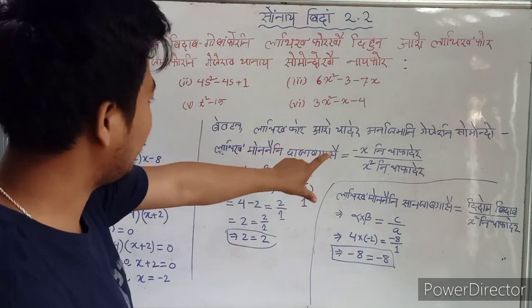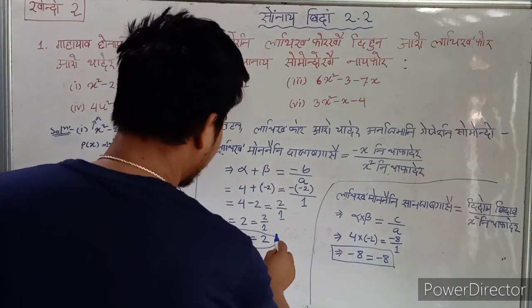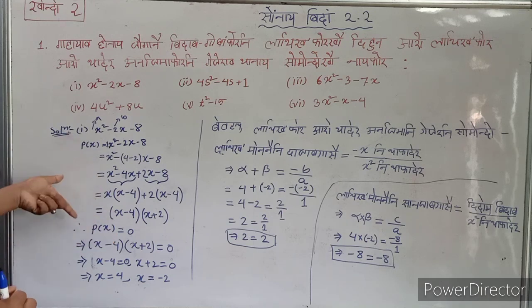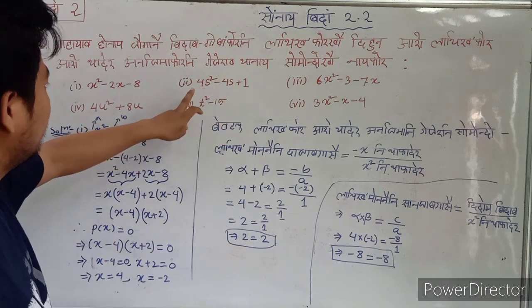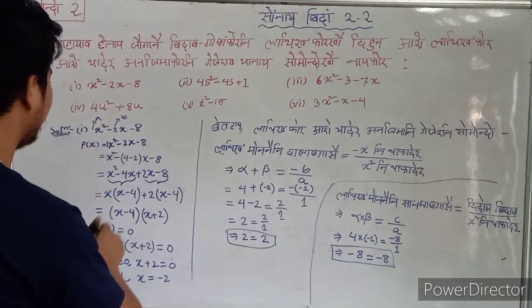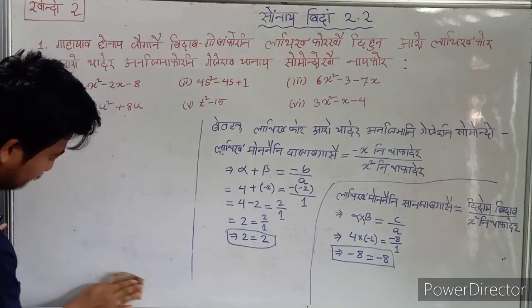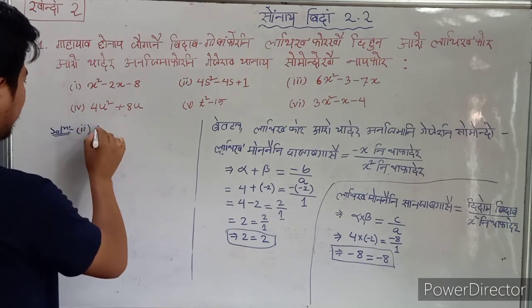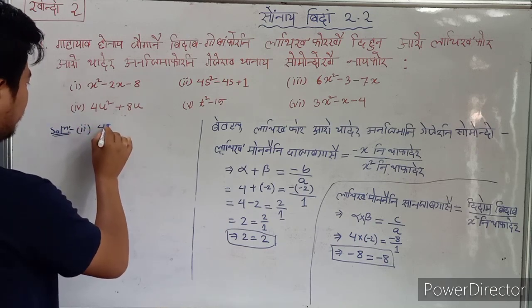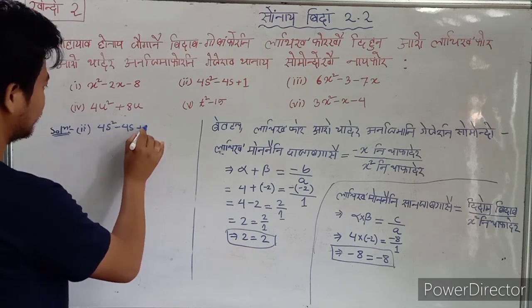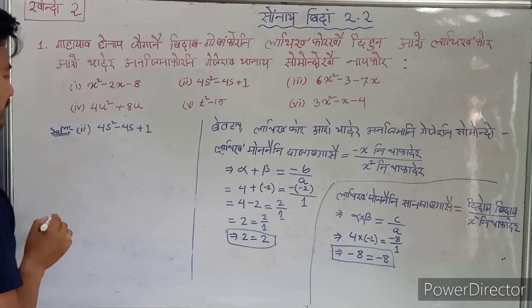So we will be using the same process in the last two of the column, the number two. 4s square minus 4s plus 1. So we are using that number 2.